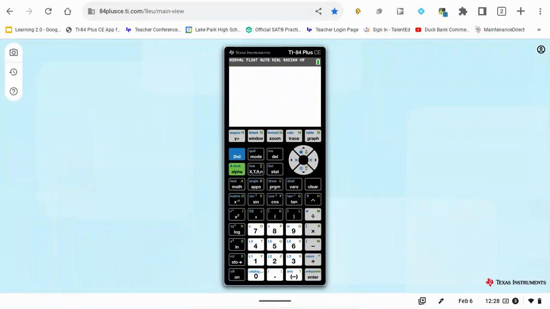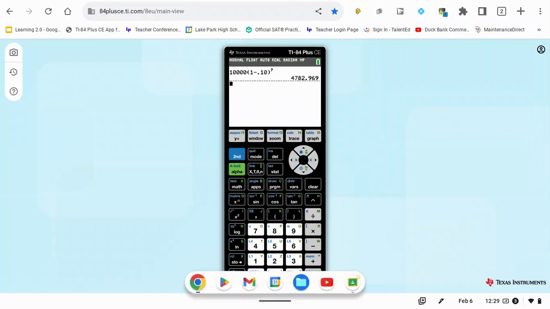I'm going to clear out the old equation, and type in 10,000 parenthesis 1 minus 0.10, close the parenthesis, raise it to the 7th power. Now, since we're rounding to 2 decimal places, we're going to look at the number that's next to the 6th. So that's a 9. So I'm going to round it up to 0.97.